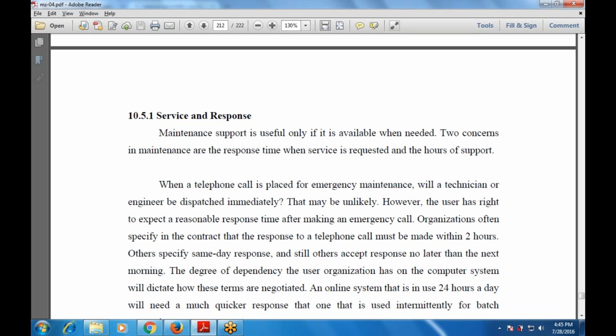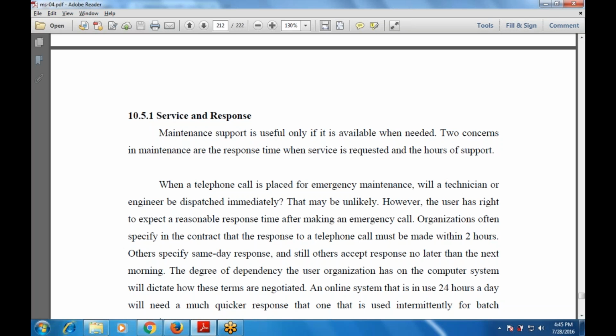Organizations often specify in the contract that the response to a telephone call must be made within 2 hours. Others also specify that a same day response will be required. So it depends on the emergency, and we can say the priority that is given for the maintenance part. The degree of dependency the user organization has on the computer system will dictate how these terms are negotiated. An online system that is in use 24 hours a day will need a much quicker response.